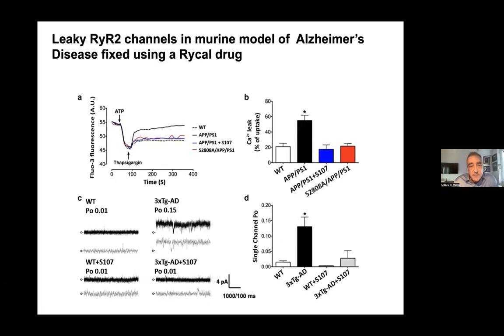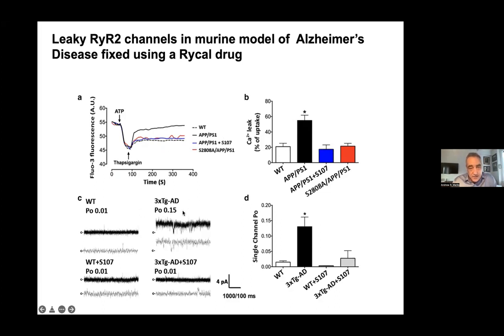When we looked at the leak of calcium out of microsomes from the brains of these murine models of Alzheimer's disease, there was an increased leak of calcium. This is an assay where you make microsomes, you put a fluorescent calcium indicator outside, and you block the uptake of calcium after loading the microsomes with ATP. You block the pump, and there's a passive outward leak of calcium. And this was increased in the Alzheimer's mice, but after you treated with the S107 or did the genetic cross, we could normalize the leak or prevent the leak.